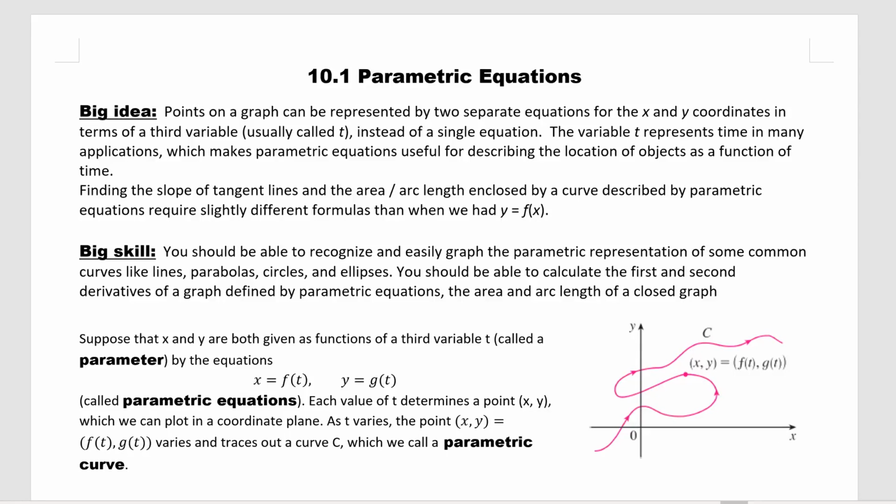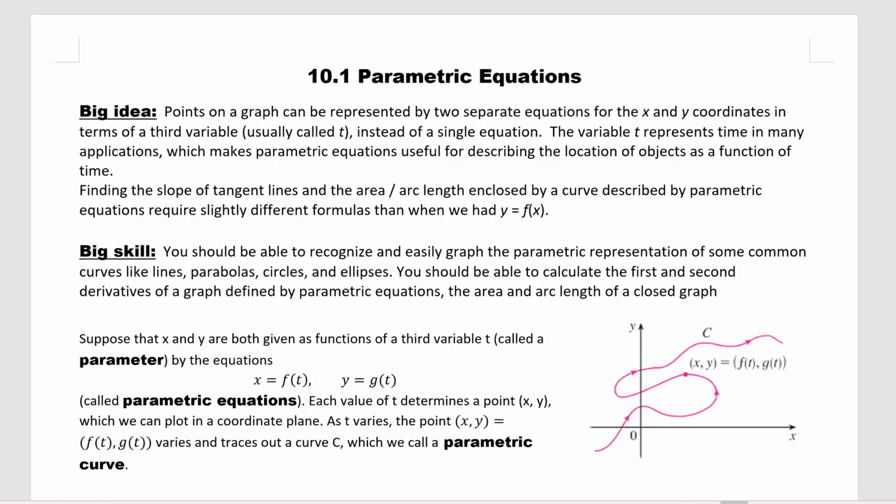Big idea. Points on a graph can be represented by two separate equations for the x and y coordinates in terms of a third variable, usually called t, instead of a single equation. The variable t represents time in many applications, which makes parametric equations useful for describing the location of objects as a function of time. Finding the slope of tangent lines and the area and arc length enclosed by a curve described by parametric equations requires slightly different formulas than we had for f of x, okay?